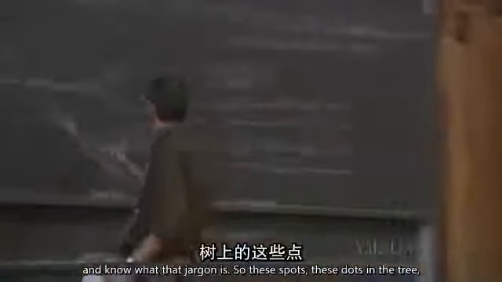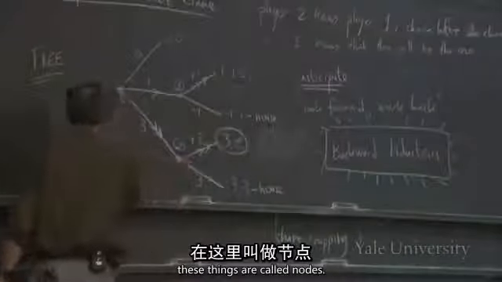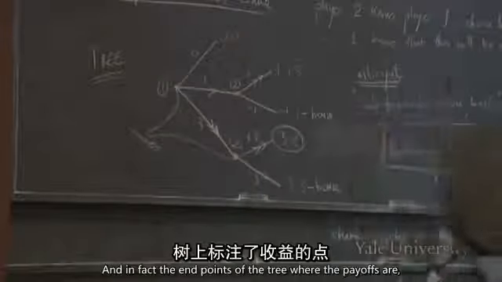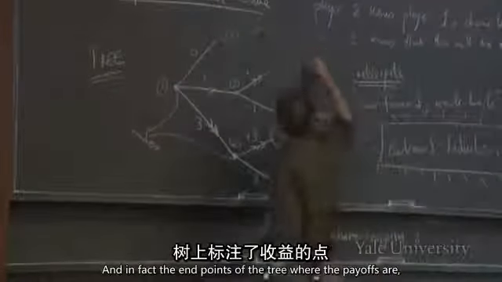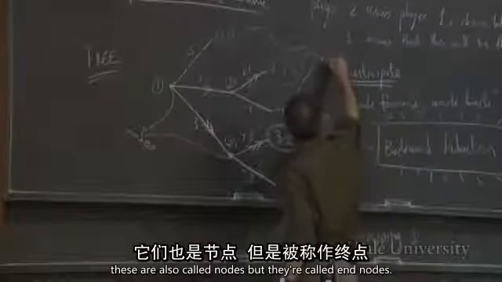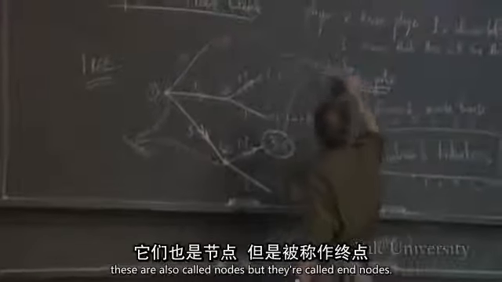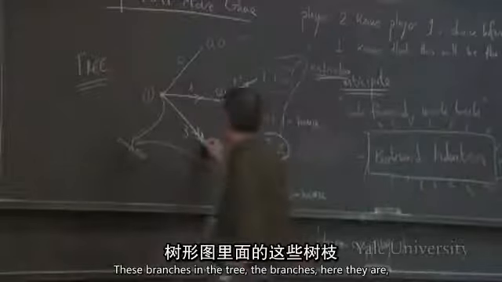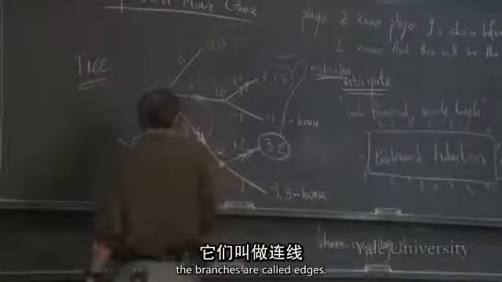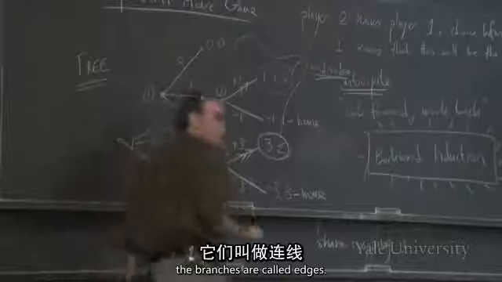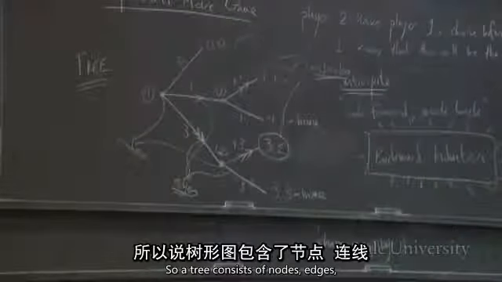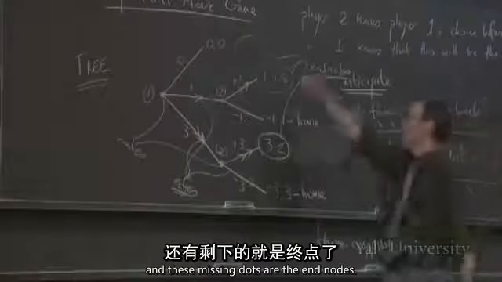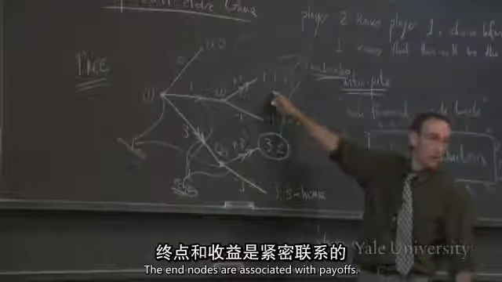So these spots, these dots in the tree, are called nodes. And in fact, the end points of the tree, where the payoffs are, are also called nodes, but they're called end nodes. And these branches in the tree are called edges. So a tree consists of nodes, edges, and end nodes. The end nodes are associated with payoffs.